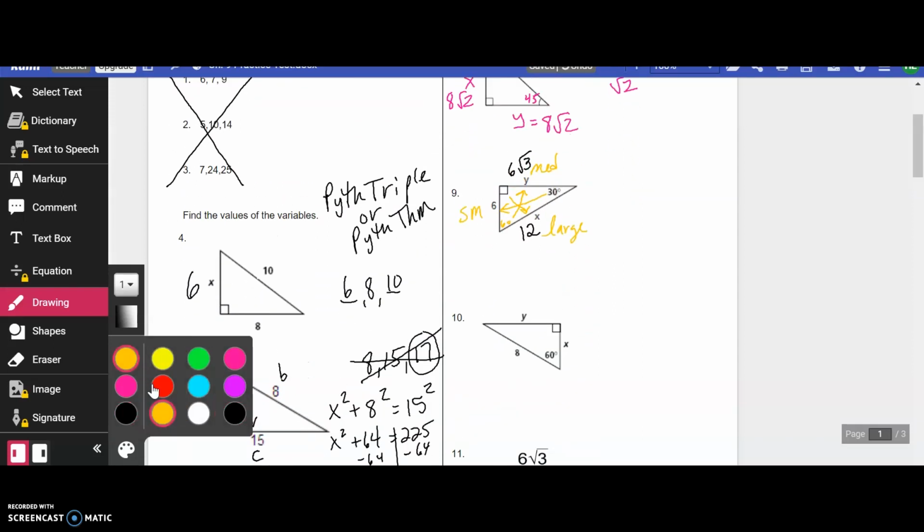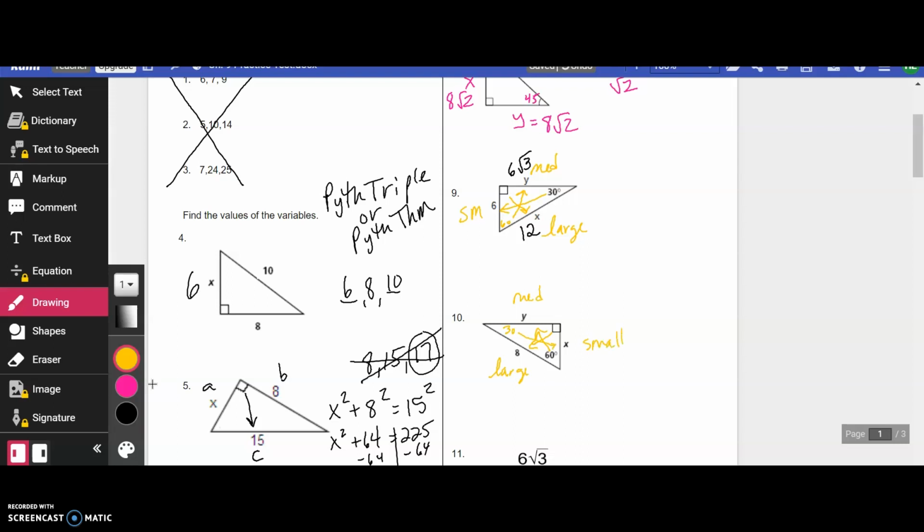All right, next one here. So again, labeling across from the 90, that's my large. Across from the 60, that's my medium. Across from the 30 would be the small. So if my large is 8, remember I double the small to get the large. So that must mean the small would have been 4, because if I double 4, I get 8. And if the small is 4, then the medium is 4. But of course, again, it has to be a little bit bigger because it's called medium. So it would be square root 3.